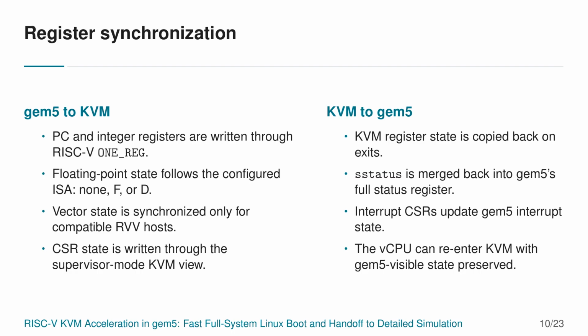Before entering KVM, gem5 writes PC, integer registers, floating point state, CSRs, and optional vector state through the RISC-V one-reg interface. When KVM exits, gem5 copies the state back, including supervisor status and interrupt-related CSRs. So after KVM execution, gem5 still has the architectural state needed for simulation control or detailed handoff.